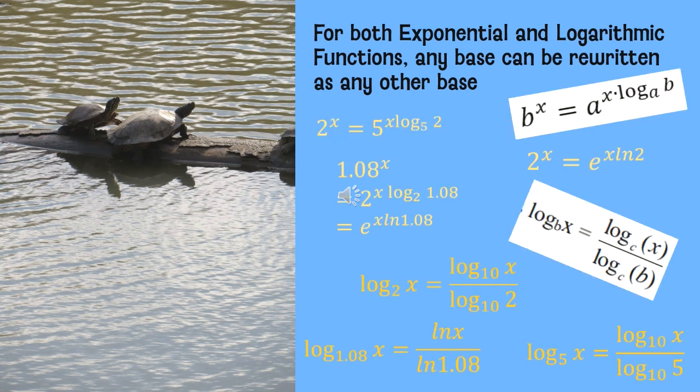Looking at a few examples of changing bases, if I have base 2 as an exponential function, so 2 to the x, and I wanted to change it to base 5 for some reason, following my formula, I can just rewrite it as base 5, but the exponent will now be x times log base 5 of 2. And if I plug the same number in for x on the left-hand side, 2 to the x, as I do on the right-hand side, 5 to the x times log base 5 of 2, I will get the same value. They are equivalent functions.